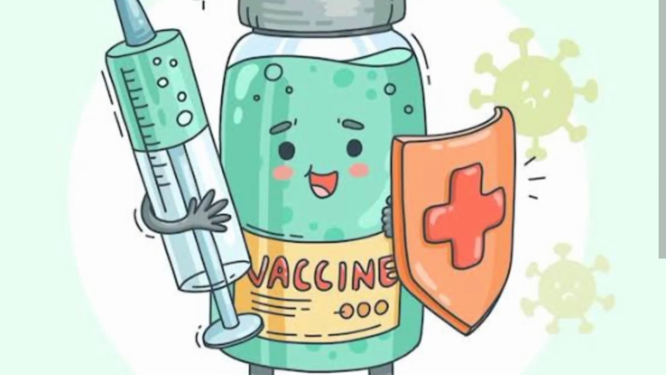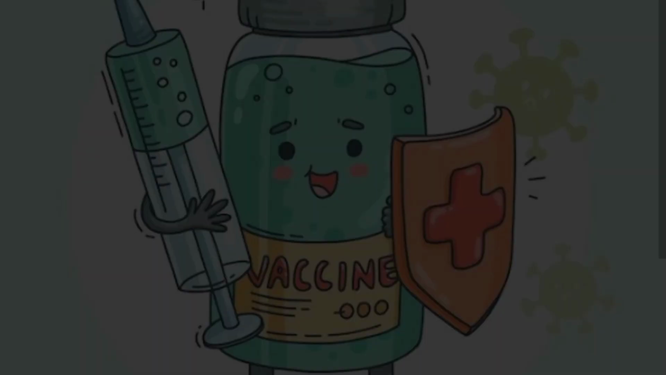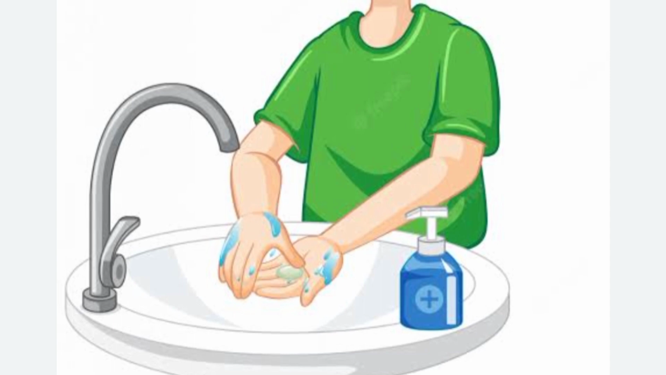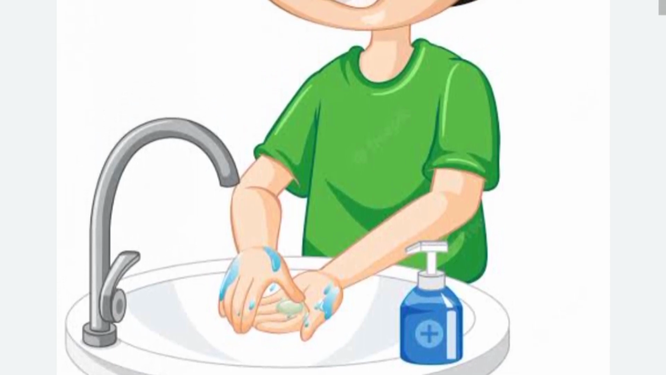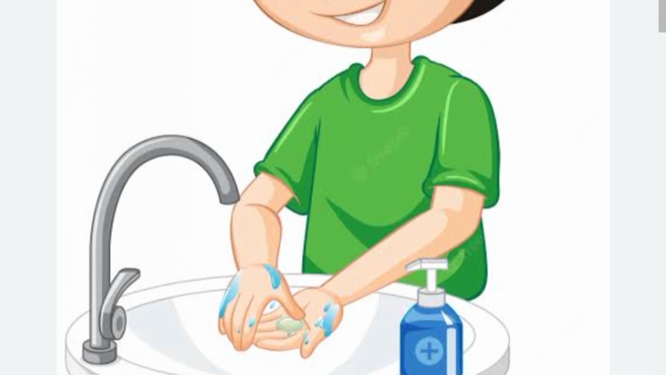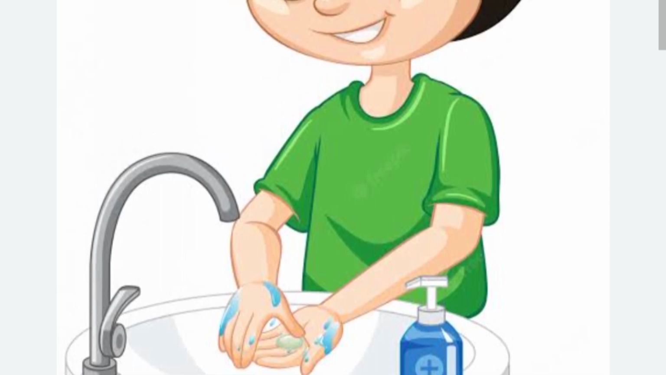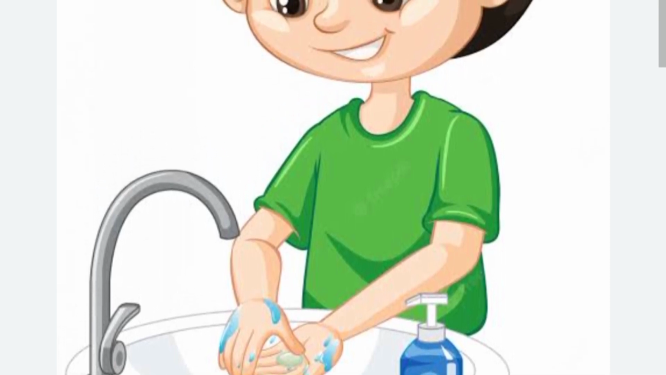For example, make sure the child receives all the recommended vaccinations, which can help prevent infections such as the flu and pneumococcal disease. Encourage good hygiene habits such as washing your child's hands regularly and avoiding exposure to cigarette smoke, which can increase the risk of ear infections.